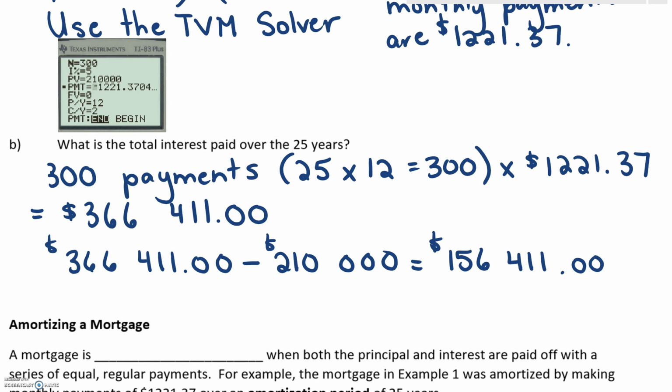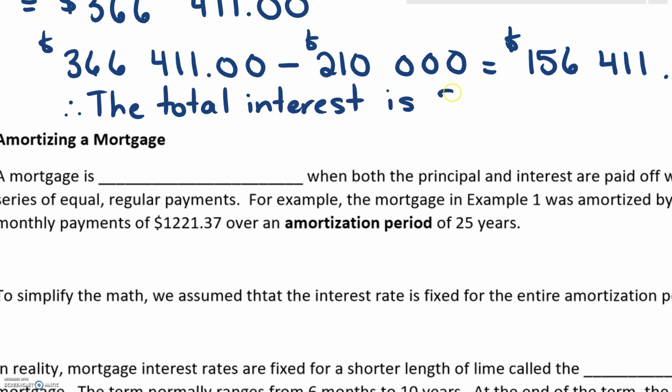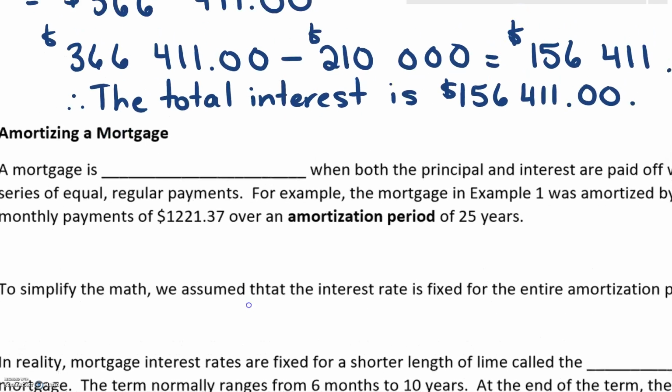Therefore, the total interest is $156,411. So that's extra money that they pay for the house. There's another way of doing this.